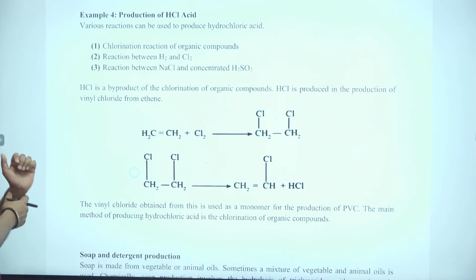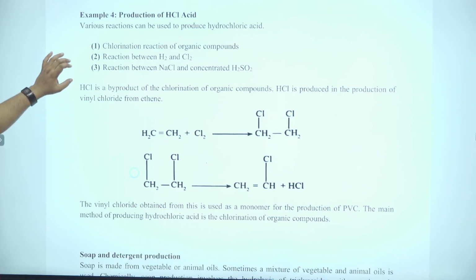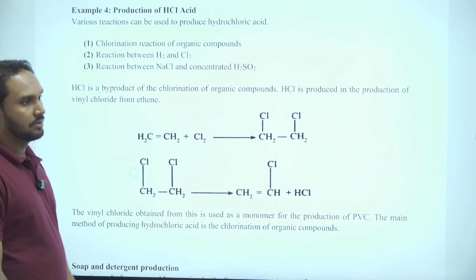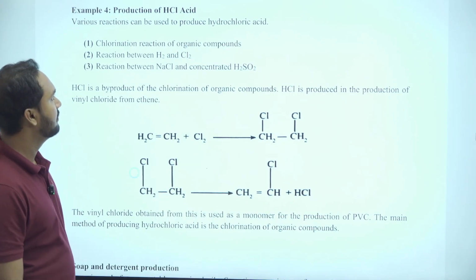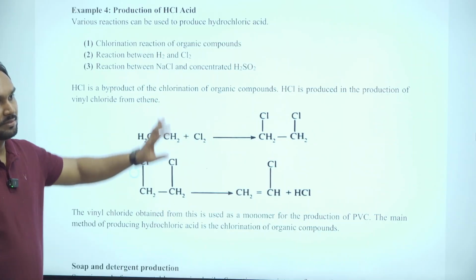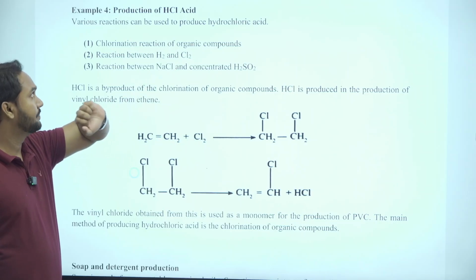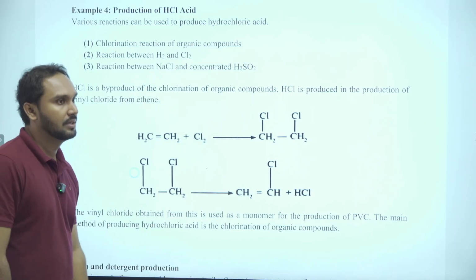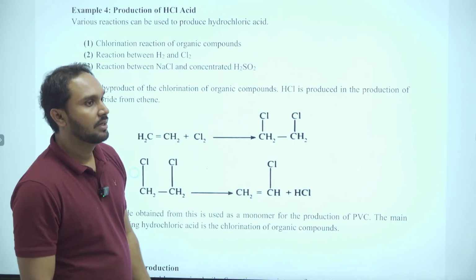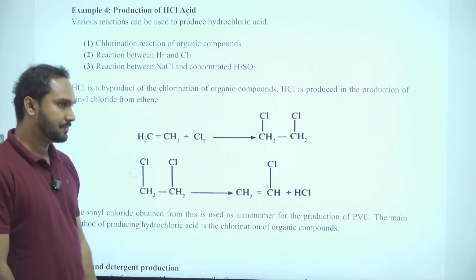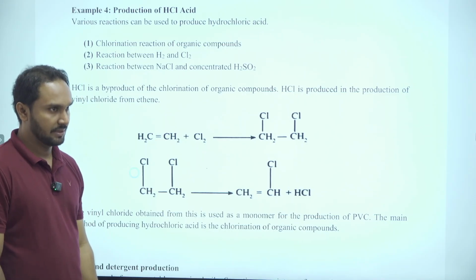So, the production of HCl acid. Various reactions can be used to produce hydrochloric acid. There are three main ways of producing it. First one is chlorination reaction of organic compounds. This is the most used method to produce HCl. This comes under PVC production as well. In the PVC production, HCl is produced as a byproduct. We will discuss that.